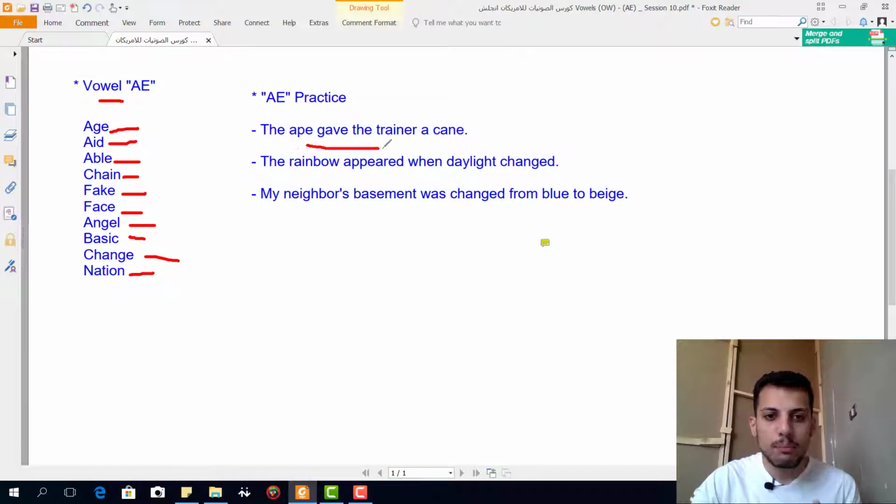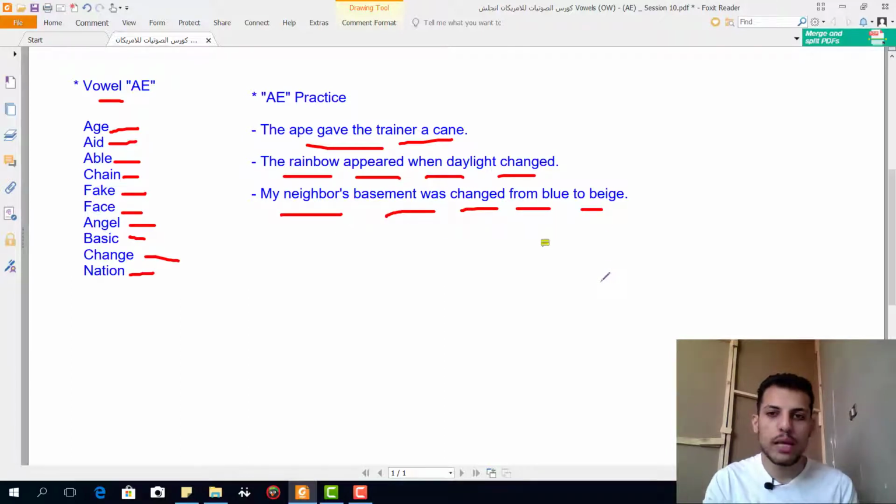Okay. The ape gave the trainer a cane, right? The rainbow appeared when the daylight changed. Okay, so my neighbor's basement was changed from blue to beige, right? Beige, a j sound, so voiced as well. So my neighbor's basement was changed from blue to beige.